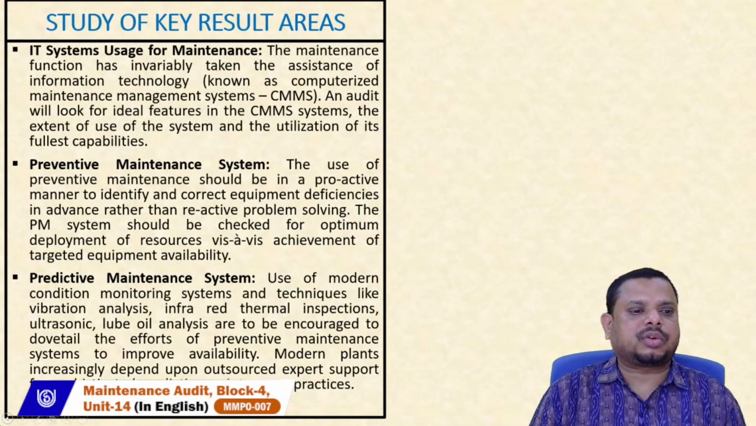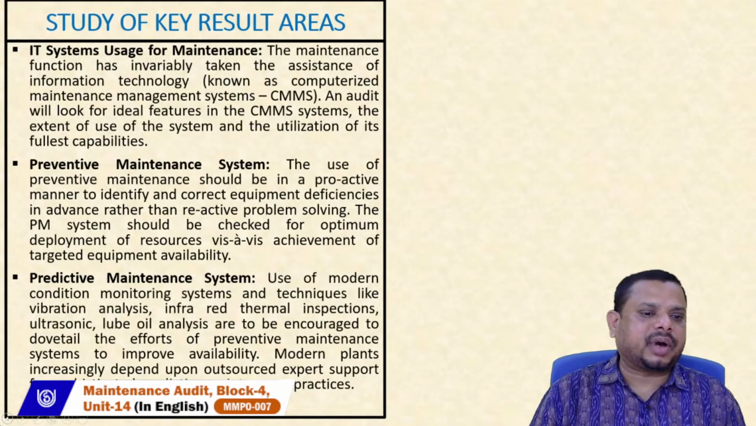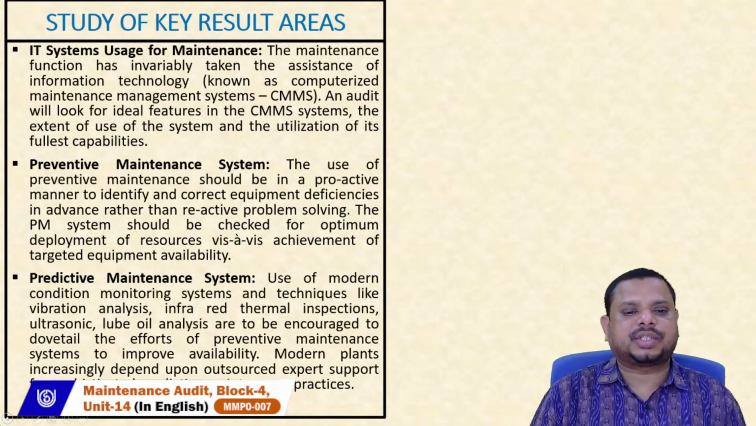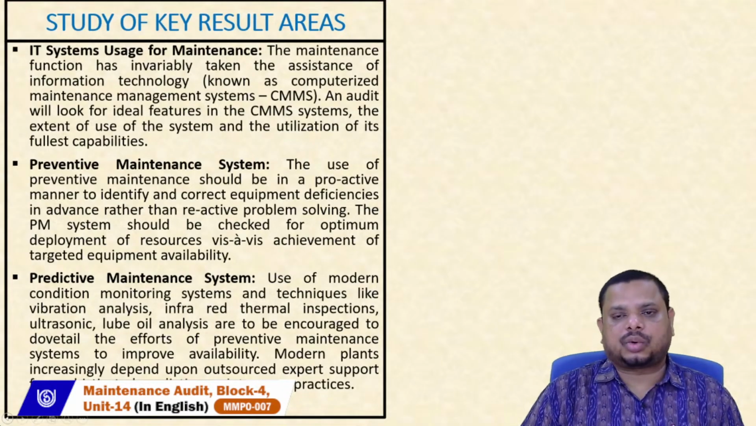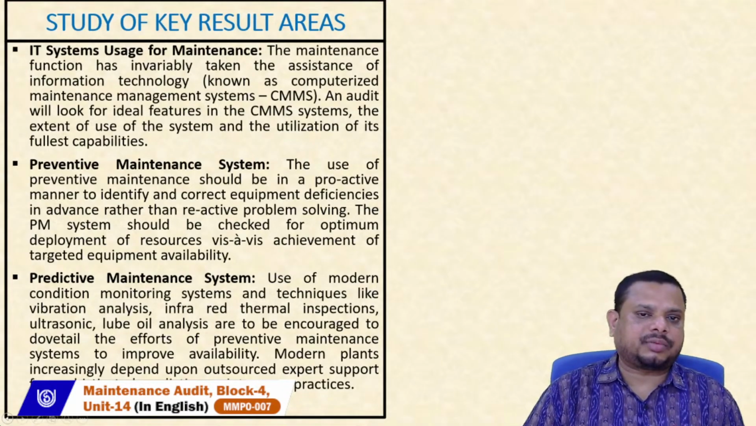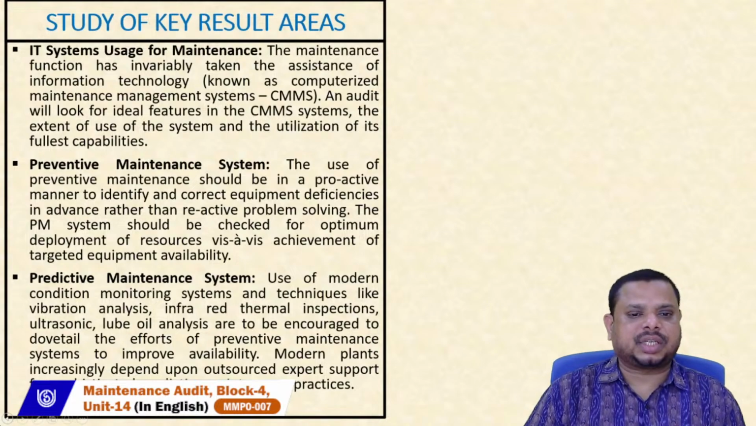The next important part is preventive maintenance systems. Preventive maintenance should be used in a proactive manner to identify and correct equipment or machine deficiency in advance rather than reactive problem solving. Preventive maintenance systems should be checked for optimum deployment of resources, through which target equipment availability is achieved. So here they focus on a proactive manner to rectify various problems that arise in case of a breakdown or deficiency of machines and equipment.